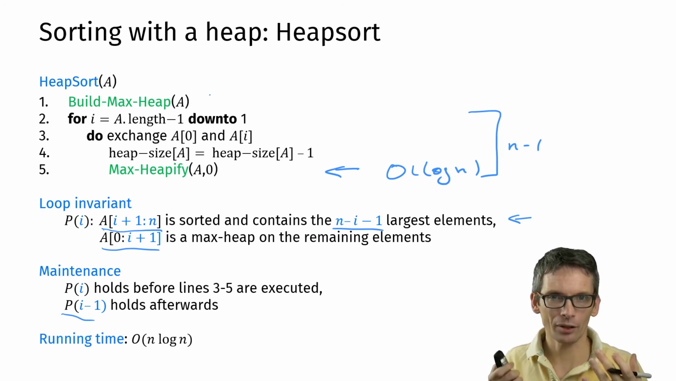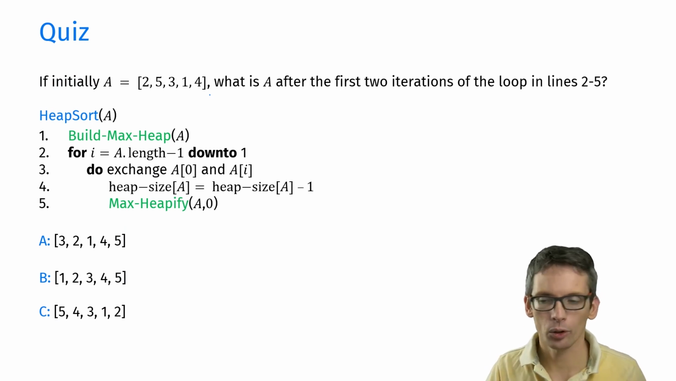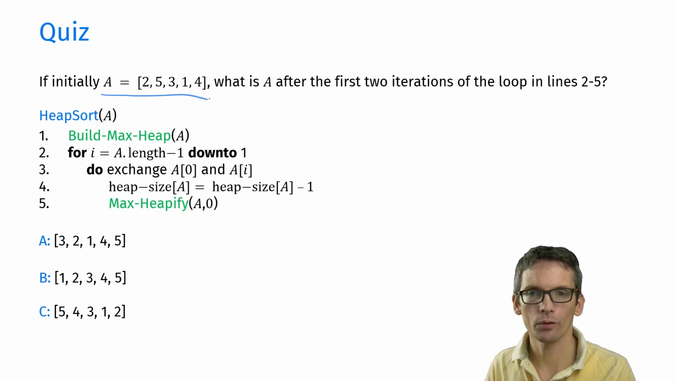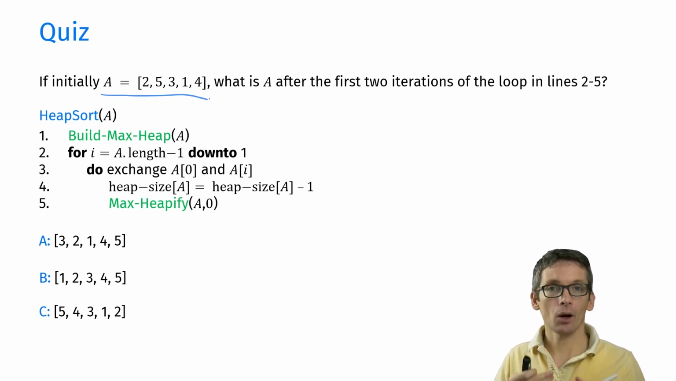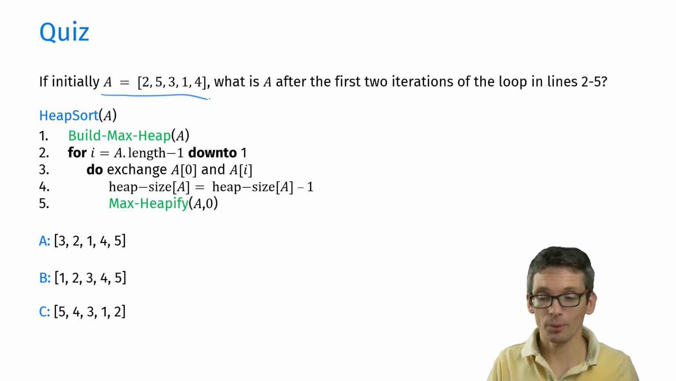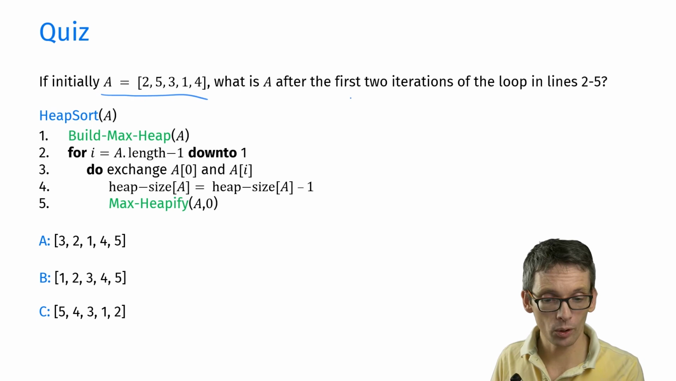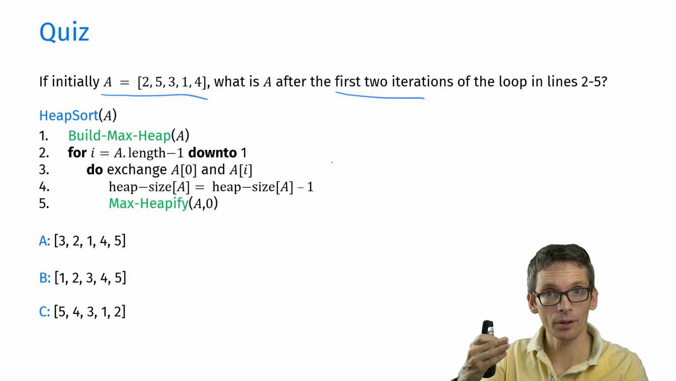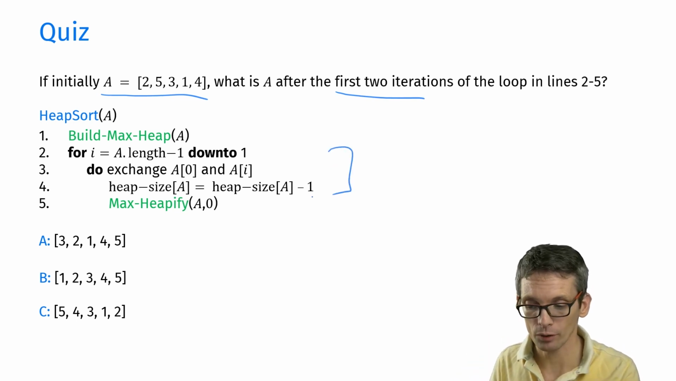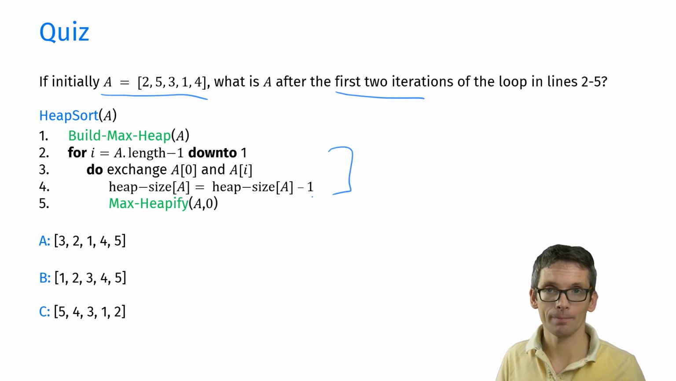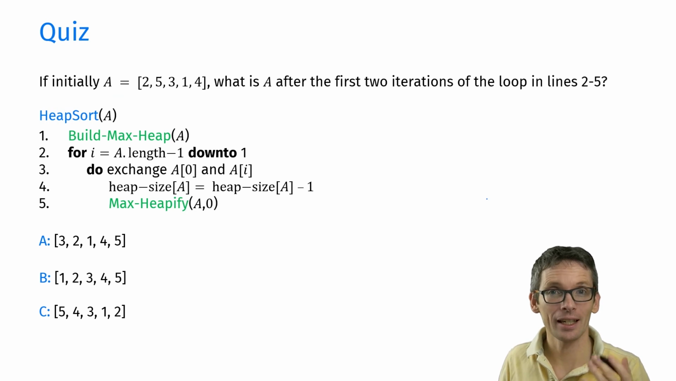And again, the best way to get to know an algorithm is to execute it by hand. So that's the goal of this quiz. So we have as input 2, 5, 3, 1, 4. And now I would like you to execute Heapsort on that input. Of course, if you would execute it up to the end, then the answer is very easy. It will be this sorted. So what I want you to do is do the first 2 iterations of this loop. So build Max-Heap, obviously, as a first step, and then 2 iterations of the loop, and what is the state of the array after that, A, B, or C. The correct answer is A.